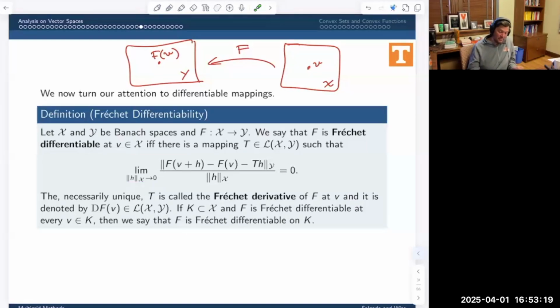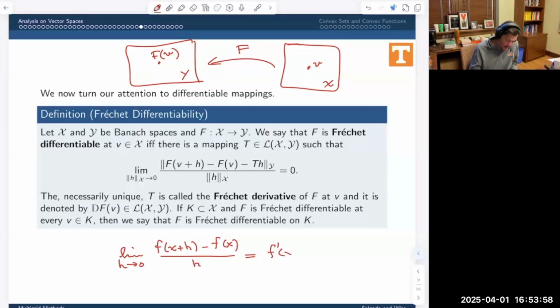Now, there's no way to motivate this through a picture. This is just a generalization of the idea of the derivative. However, if you go back and think about the usual definition of something being differentiable, I take the limit as h goes to 0 of f of x plus h minus f of x over h. That has to be equal to some number, and that number we usually called f prime at x, right?